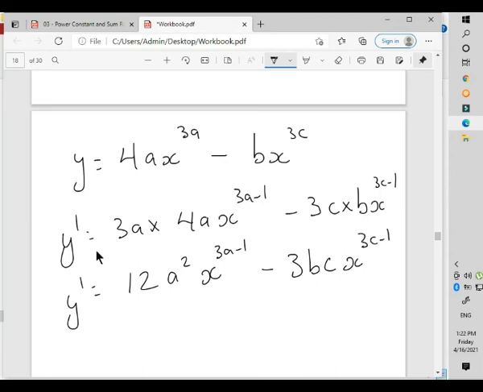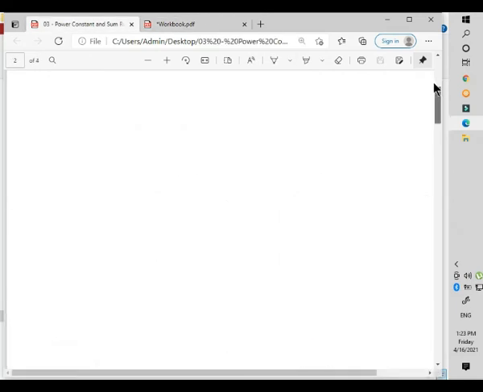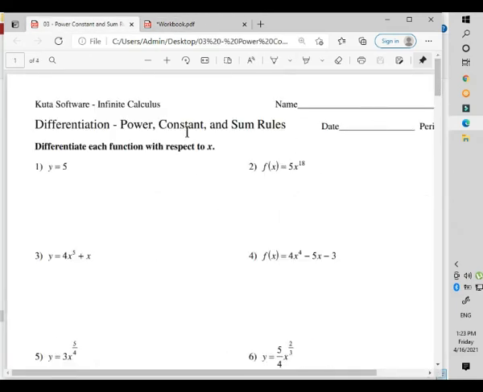And with that, I would have now completed the, I believe, third worksheet for you. What is it again? Differentiation, power, constant, sum rules.